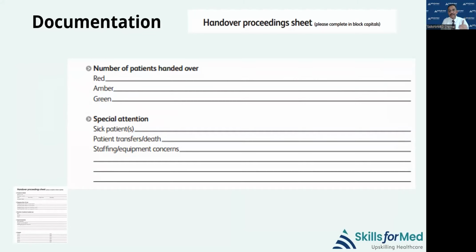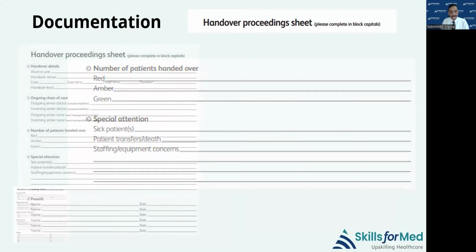So you stratify the patients according to the color coding and say how many patients are in red, how many patients are in amber, how many are in green, and you write the names of the patients who are sick and patients who have transferred or death has occurred in the previous shift, and any staffing or equipment concerns. So you can see how very simply you can do a very comprehensive handing over and document it also.